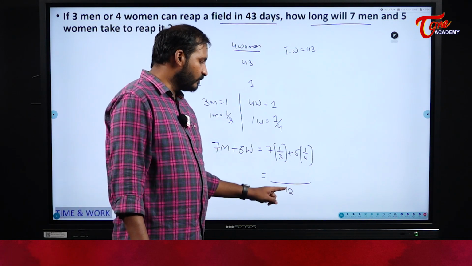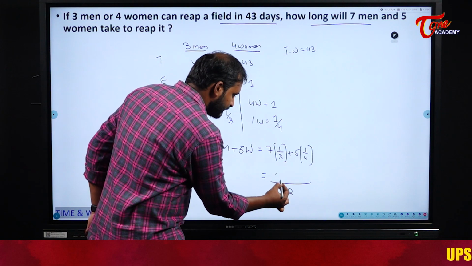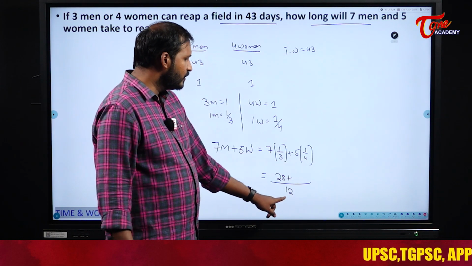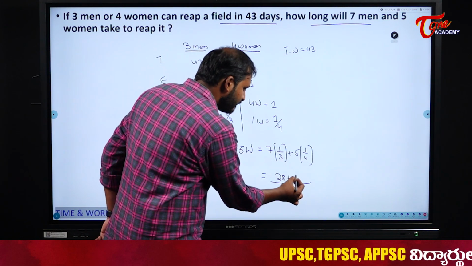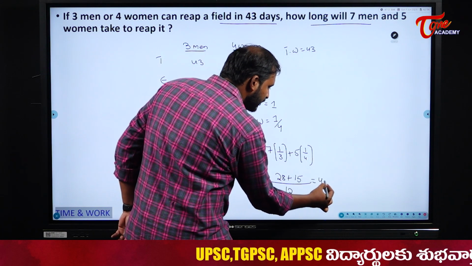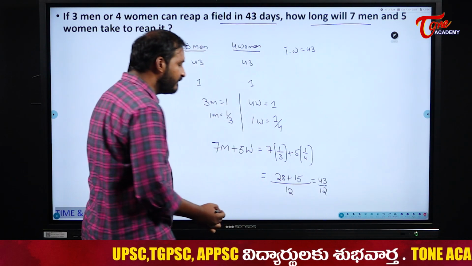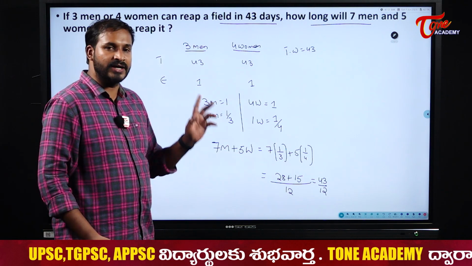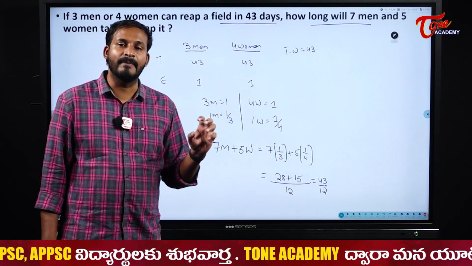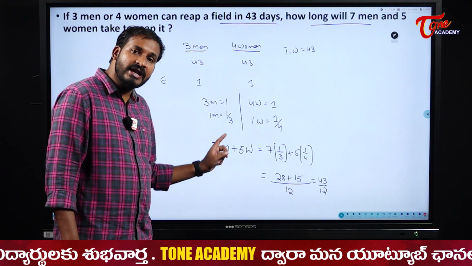Now 3 4s are 12, so 4 7s are 28, plus 3 5s are 15. So what does it become? 43 by 12 is the combined efficiency of 7 men and 5 women.